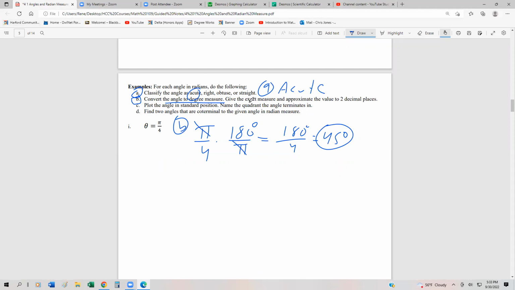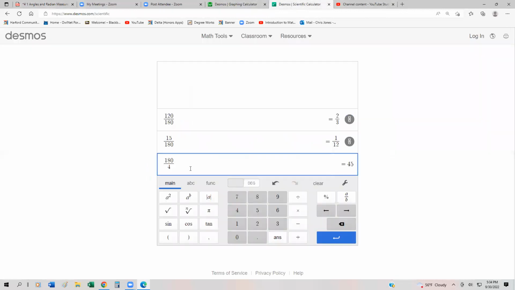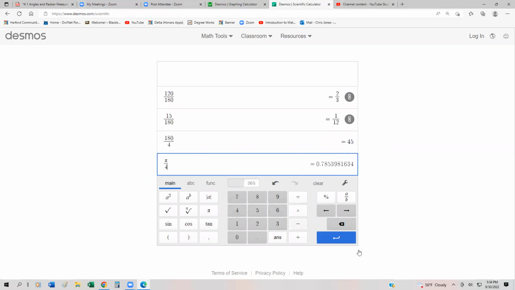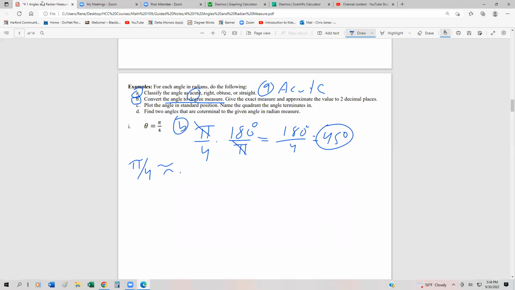If we want to give the exact measure or approximate it, we could take pi fourths and stick that into our calculators, all right, accurate to 2 decimal places. And so in our scientific calculator, we would just type in pi over 4. That gives us 0.79785. So if we round that to 2 decimal places, that's 0.79.